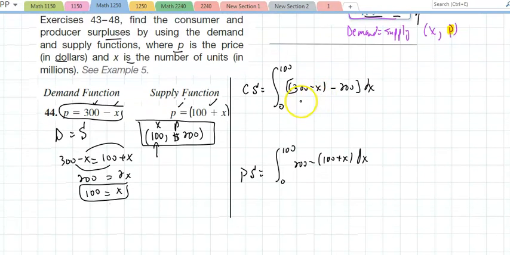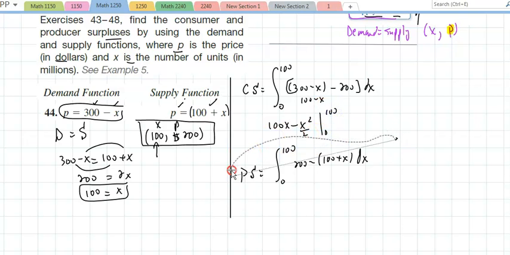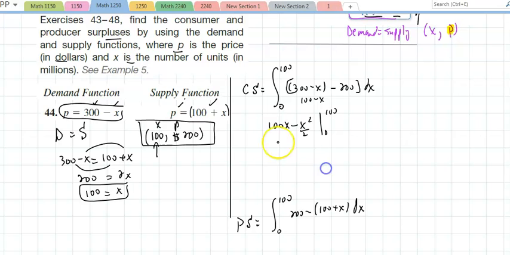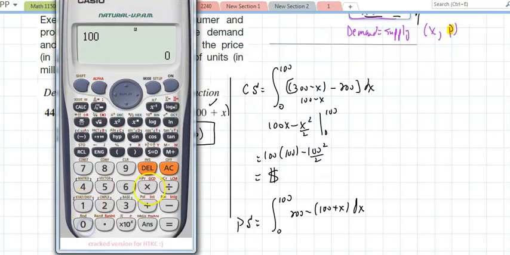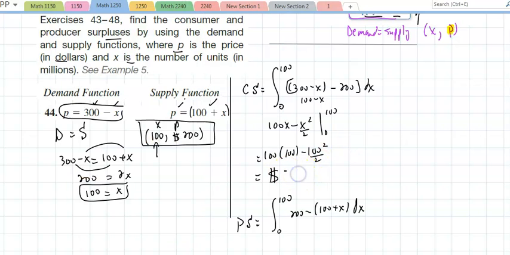And if I work this out, I'm looking at 100 minus x, right? So that would be 100x minus x squared over 2 evaluated from 0 to 100. That would be 100 times 100 minus 100 squared over 2 minus 0. And that would be 100 times 100 minus 100 squared divided by 2. $5,000.